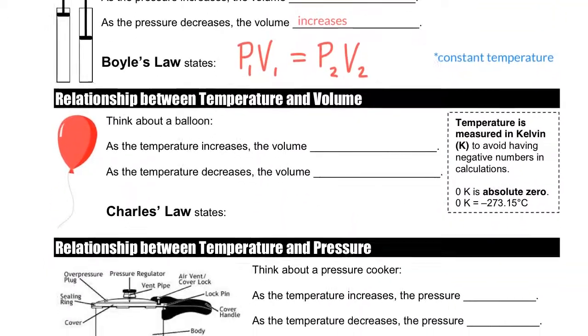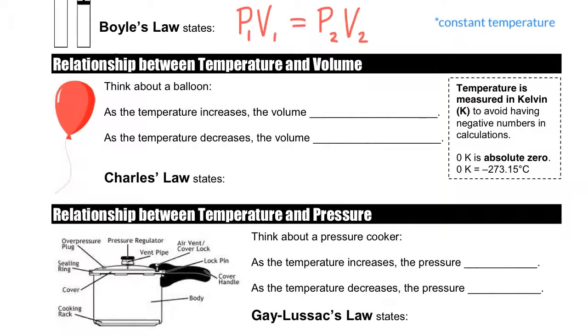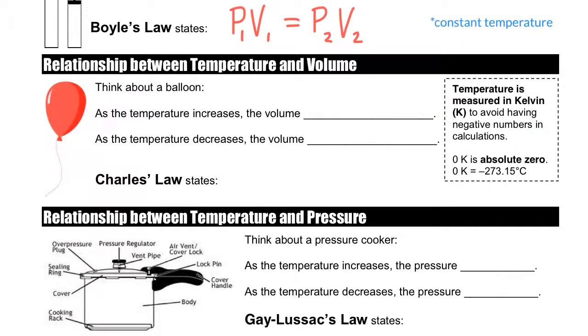Let's talk about the next relationship, the relationship between temperature and volume. To illustrate this, think about a balloon. If you've ever seen a balloon get put in a freezer or left out in a vehicle or left out in the cold, it shrivels up. As the temperature decreases, the volume of the gas decreases. And the opposite is true too. As you increase the temperature, the volume of the gas increases.